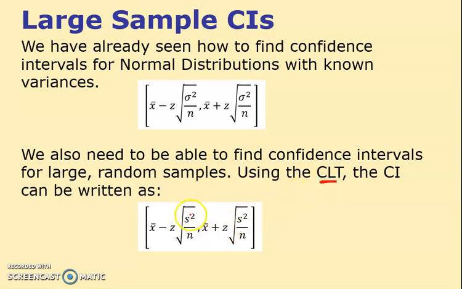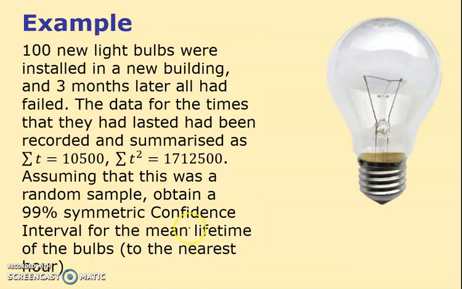And the central limit theorem says, well, as long as you use the unbiased estimate, that's fine. Just use the unbiased estimate and everything else stays the same. So if everything else stays the same, let's have a look at this. We've got 100 new light bulbs were installed, and 3 months later they had all failed. The data for the times that they had lasted were these. Okay, so we had 100 light bulbs, and 3 months later they've all failed. So the time for each bulb is added up, and we've got this.